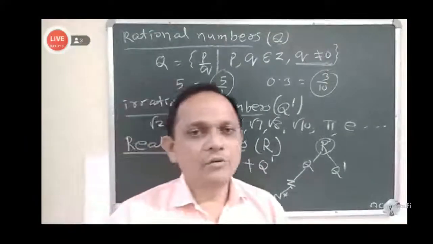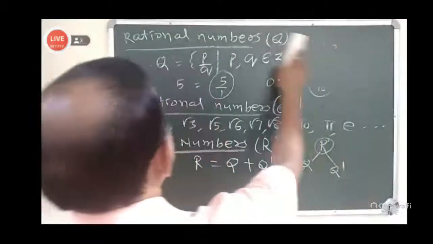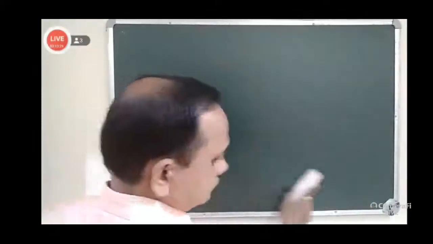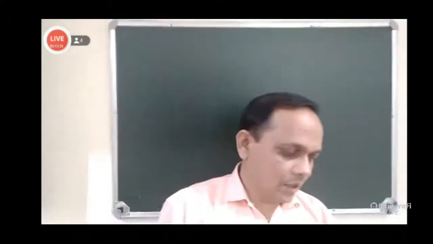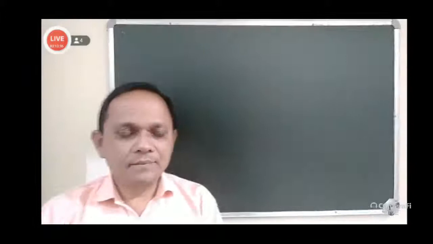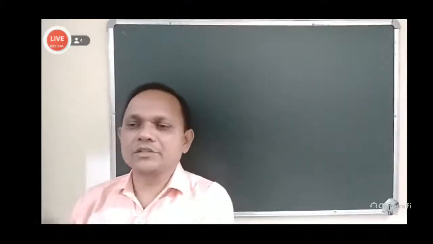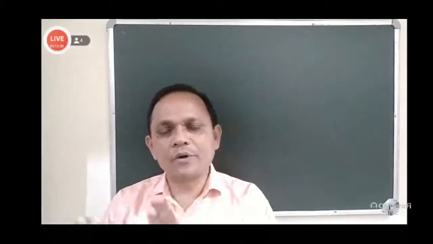Now we are going to discuss Euclid. First of all, about algorithm and lemma. What is an algorithm? Lemma is a proven statement which is used to prove another statement. A lemma is a statement which is proven earlier.